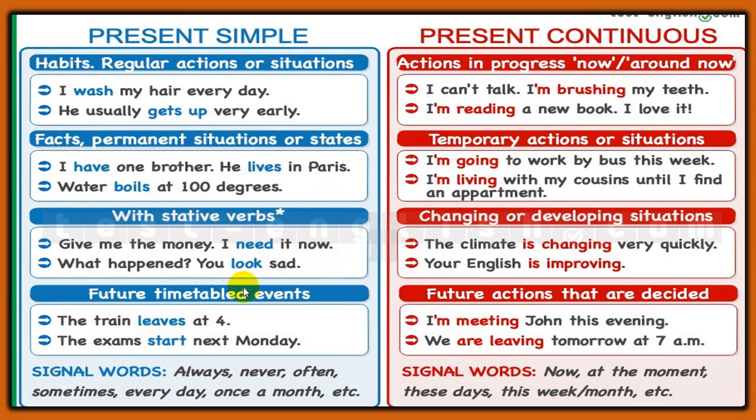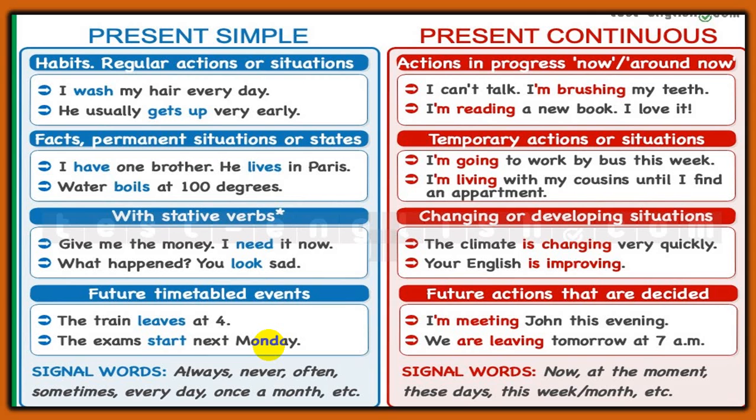And so on. The fourth usage is future timetabled events, with timetables. Just like train timetables, plane timetables, TV programs, or timetables of exams, and so on. For example, the train leaves at 4. Leaves, because the train refers to it, subject it. The exams start next Monday.